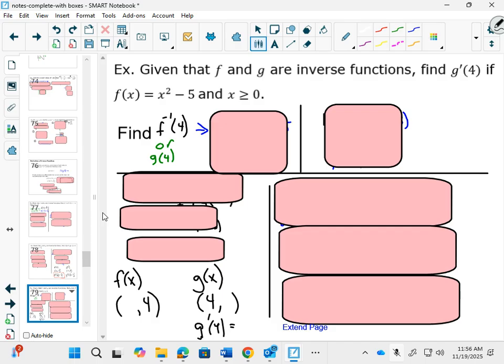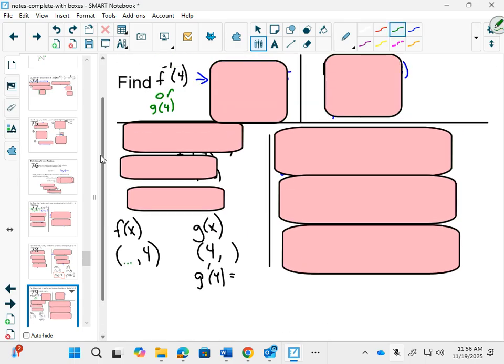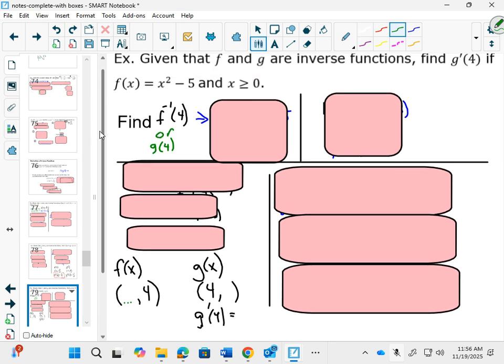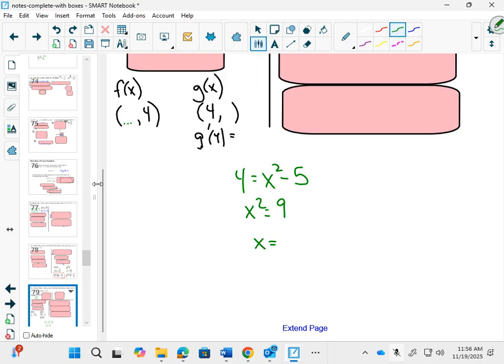What can I find first? The x of f of x. How would I find that? Well, I've got the equation, right? So if I know the y is 4, 4 equals x squared minus 5, right? I solve for x squared will equal 9, and x would equal plus or minus 3.